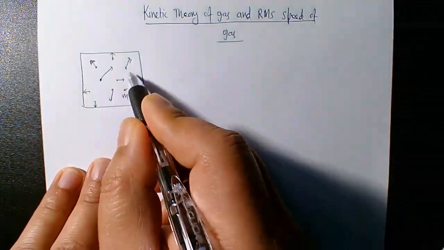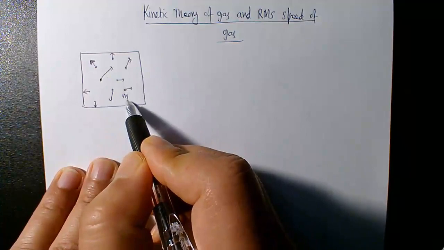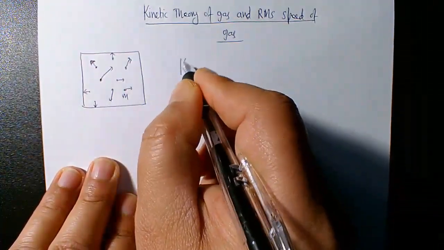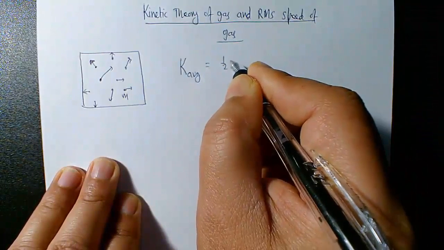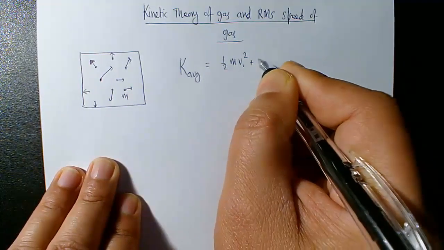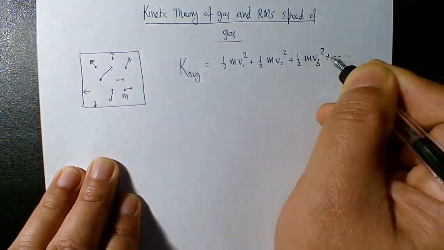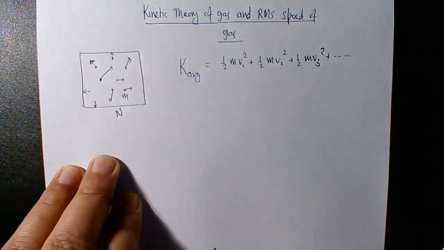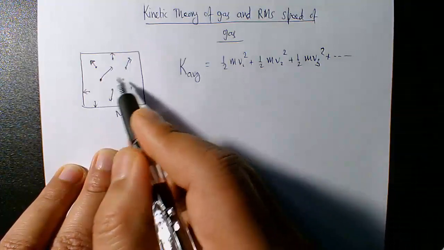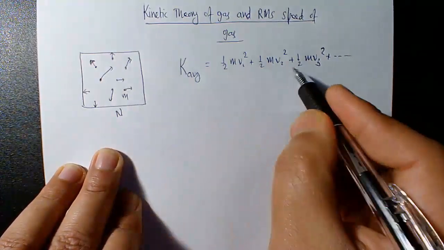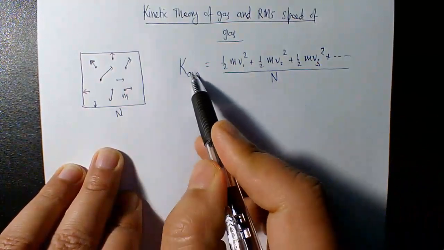Since all these gas molecules for the given gas have identical mass, each of the gas molecules has mass m. So by definition of average, the average kinetic energy, which we call K average, is the sum of 1/2 mv1 square plus 1/2 mv2 square plus 1/2 mv3 square, and so on. There are n number of molecules, say, in this gas cylinder. You don't have to write m1, m2, m3, because all of the gas molecules have the same mass m. The average is the sum of the kinetic energies divided by the total number of molecules or atoms. That's how we define the average.